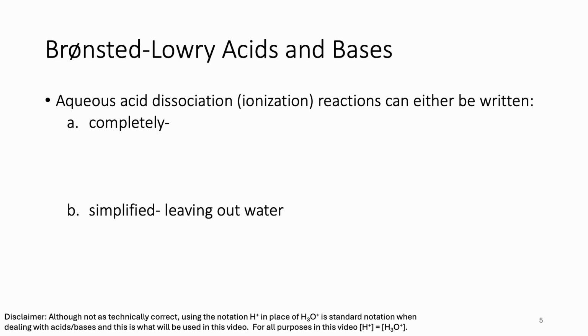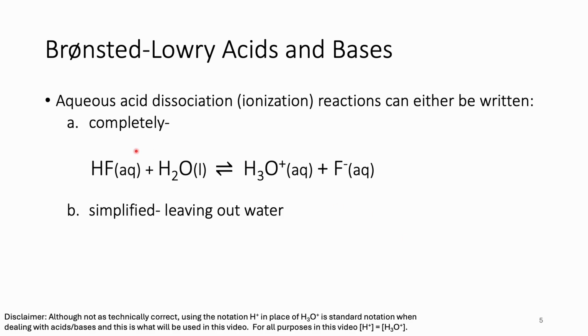Before we start looking at some calculations involving weak acid equilibria, I want to review 2 different ways that we can write out our aqueous acid dissociation or ionization reactions. You can write out these reactions completely, where you show your weak acid, your Bronsted-Lowry acid, acting as your proton donor, and in this scenario, water acting as your base, your proton acceptor, giving us our hydronium ion and our fluoride ion here. This is the most technically correct way to write out the reaction of this weak acid in water.